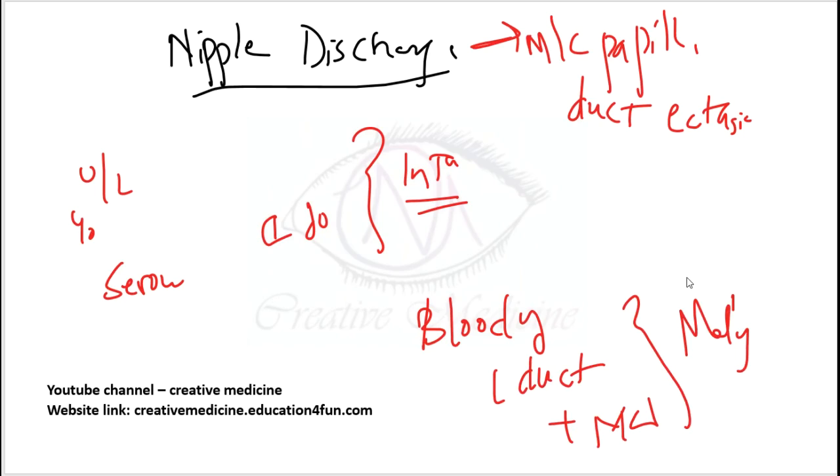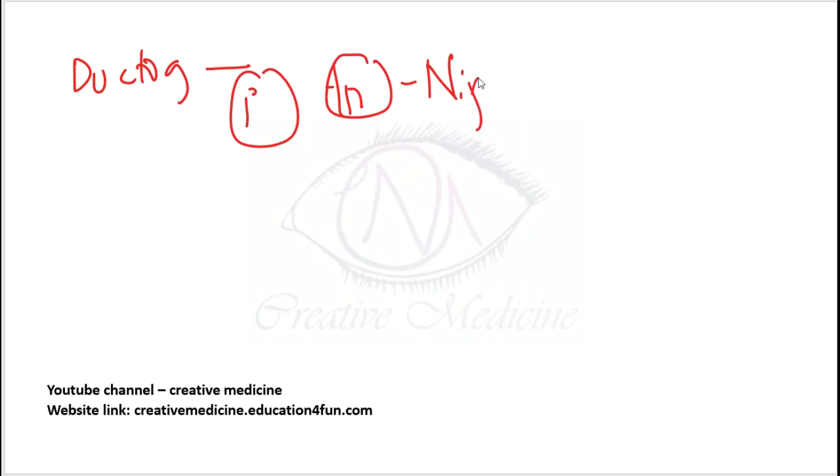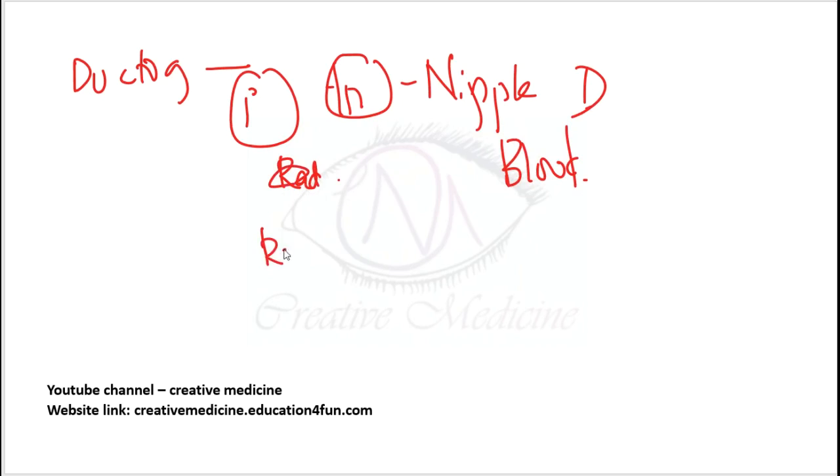Cytology will help us to identify the malignant cells. In nipple discharge, we do something called ductography. What is the primary indication of ductography? Any nipple discharge, especially if the discharge is bloody. In ductography, you inject a radio-opaque contrast material into one or both the ducts, and mammography is performed after injecting the contrast material.